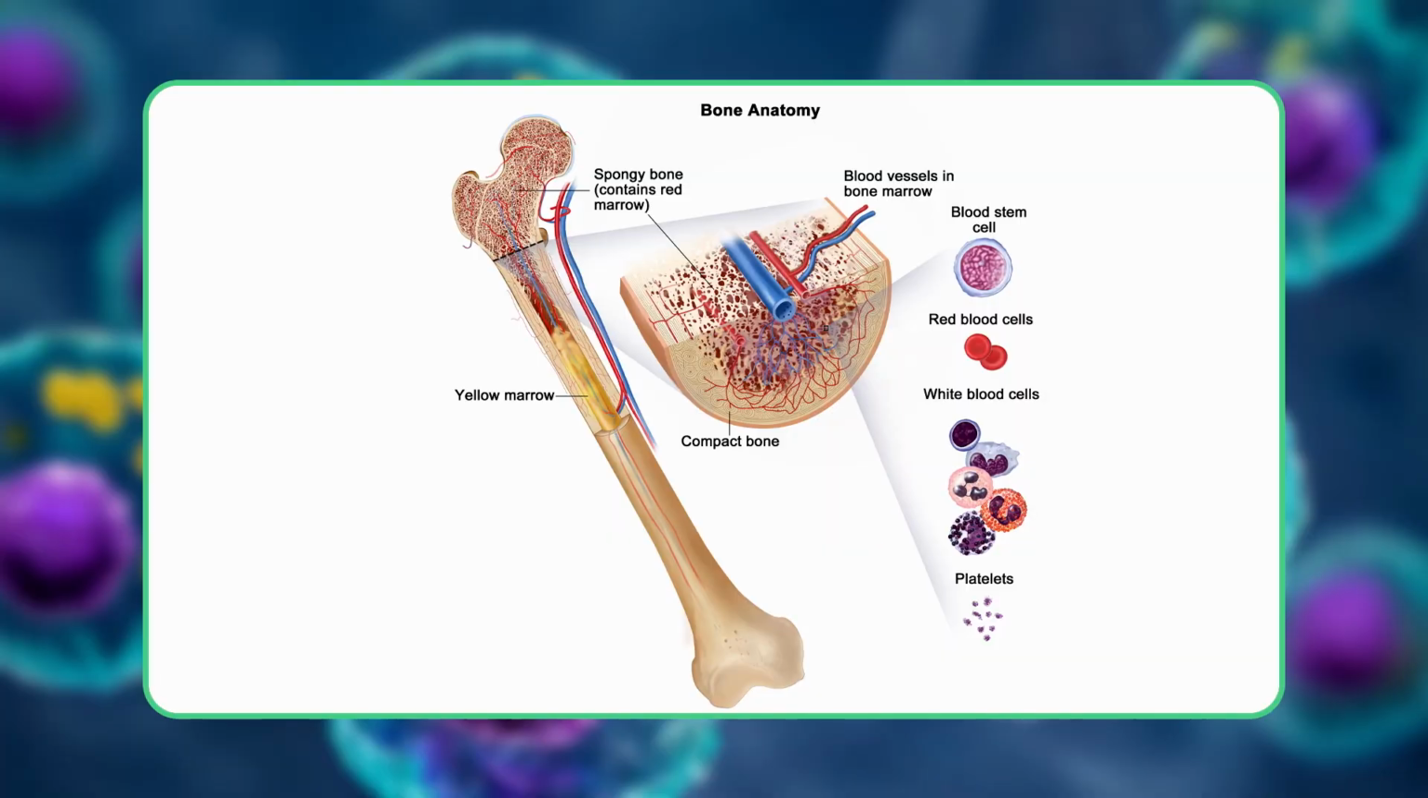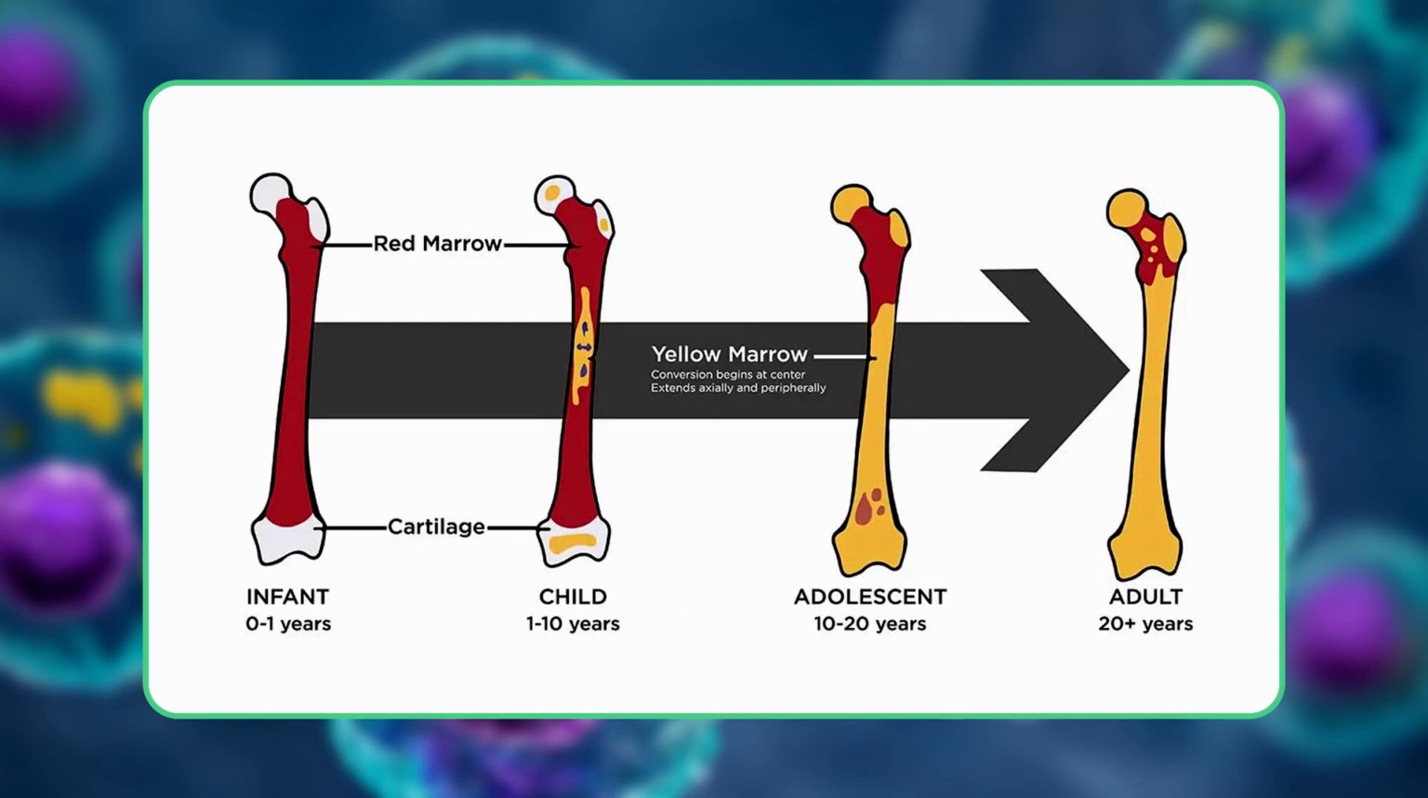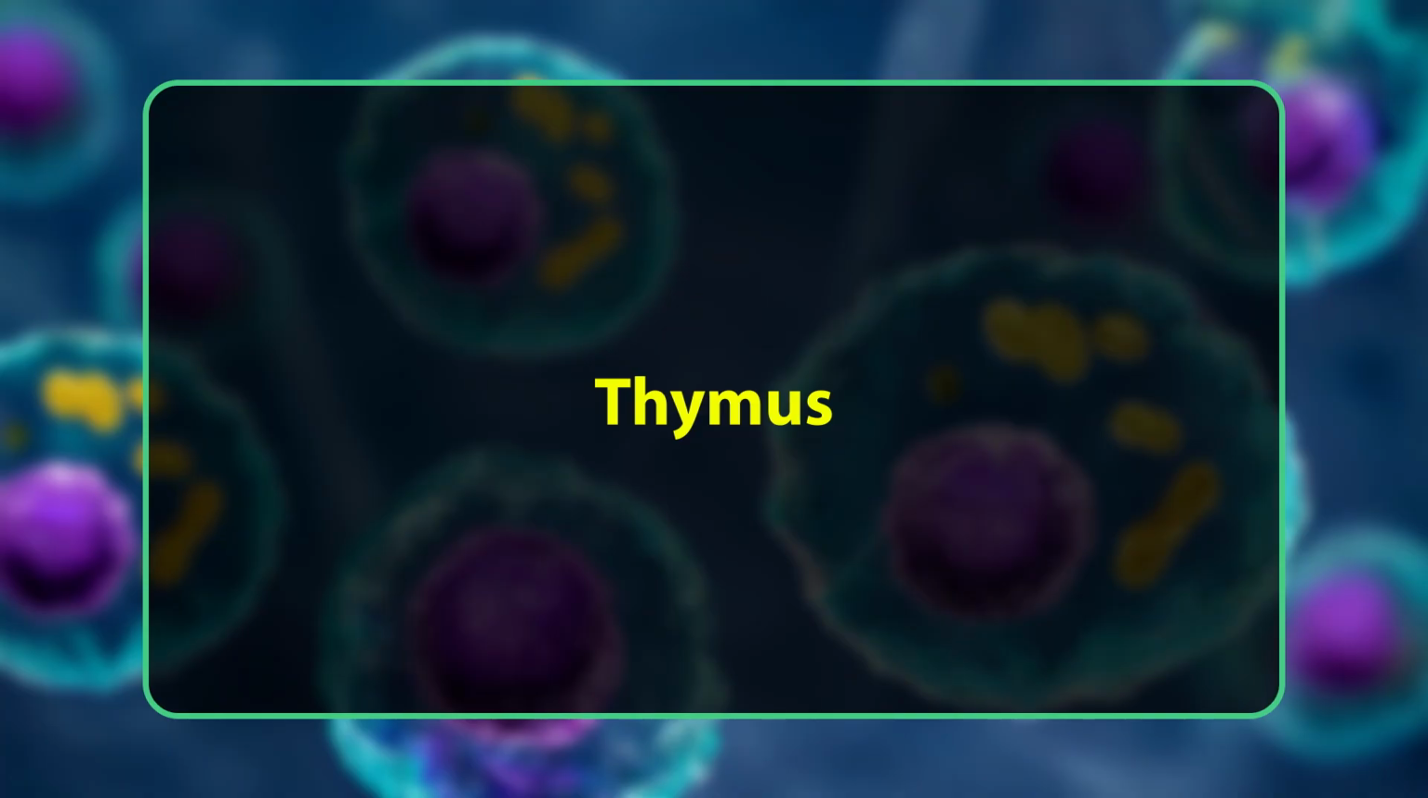B cells mature in the bone marrow and undergo selection for non-self before making their way to the peripheral lymphoid tissue. Yellow bone marrow is actively involved in lipid storage, which can be used for energy and other functions. In adults, red bone marrow is mostly found in flat bones, while yellow marrow dominates long bones. Now, the second organ is the thymus.